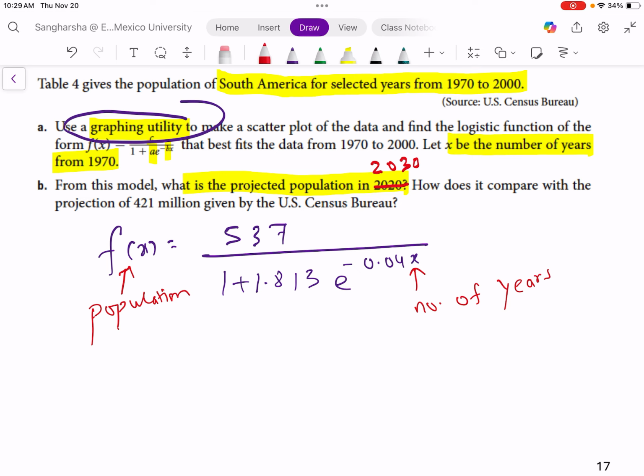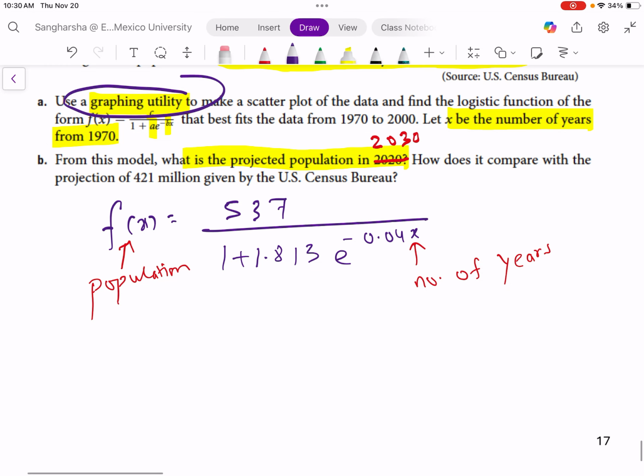f of x represents population, x represents number of years. So the question is, what is the projected population in 2030? Which variable are we asked to find? We are asked to find population, right? So finding population means we are finding f of x. So our target is finding f of x.